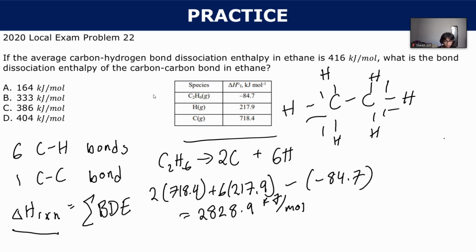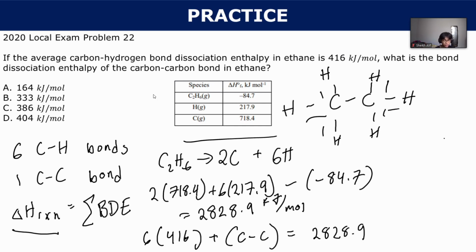One part of our bond dissociation energy that we do know is the carbon-hydrogen bond. Since we have 6 of those, it's going to be 6 times 416, plus 1 times the carbon-carbon bond. Since we only have 1 carbon-carbon bond, let's just represent it like this. We know that's going to sum up to 2828.9. If you solve for carbon-carbon, you're going to get about 333 kilojoules per mole. And that is answer choice B.